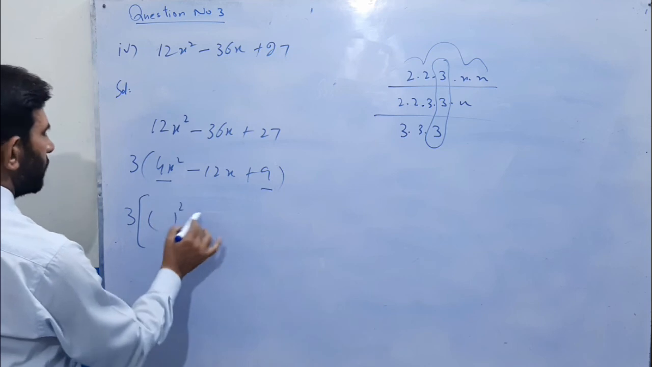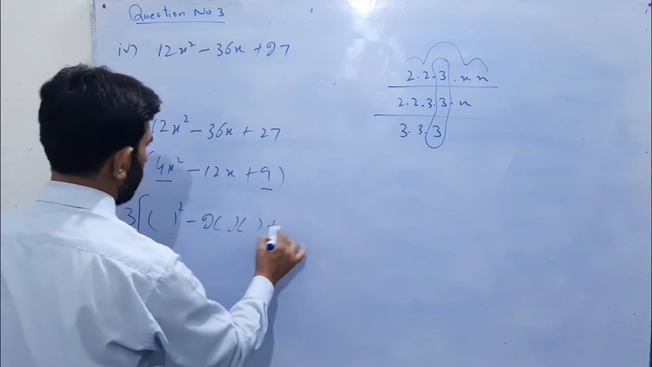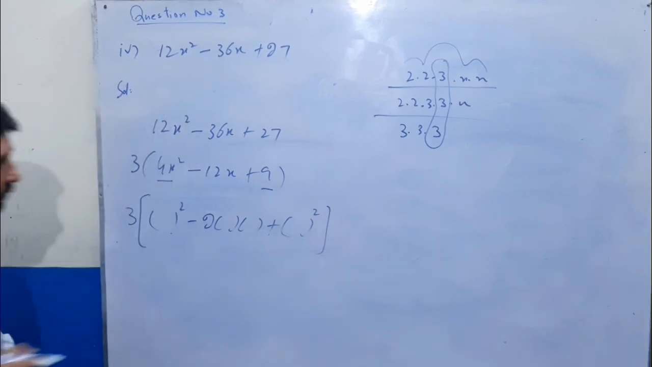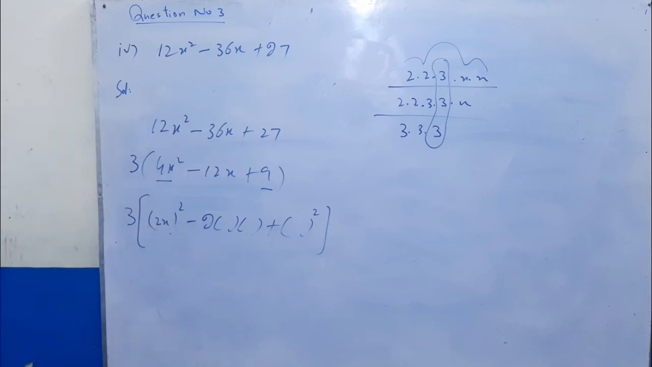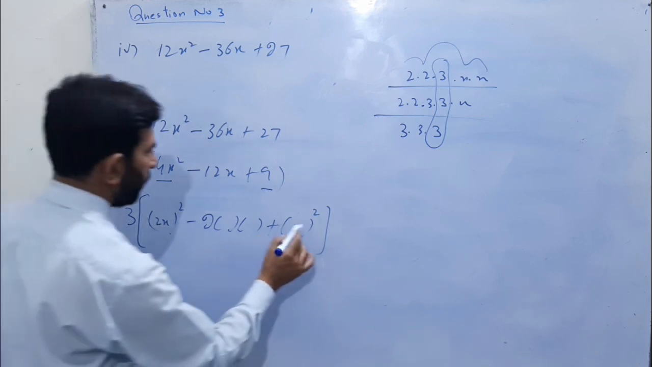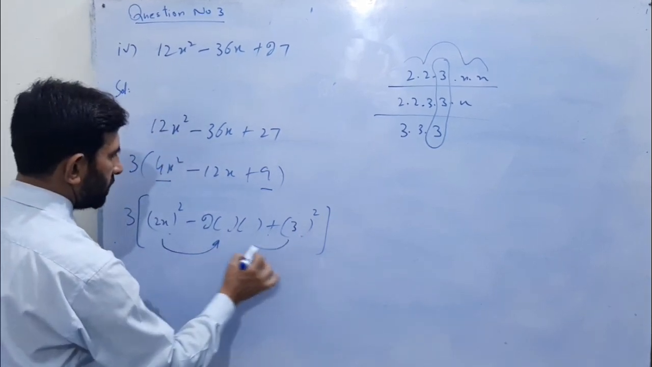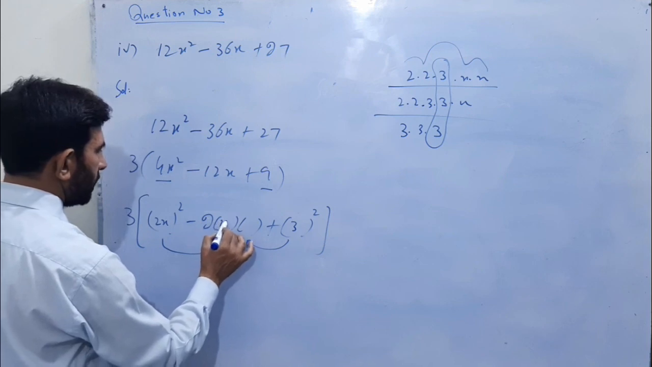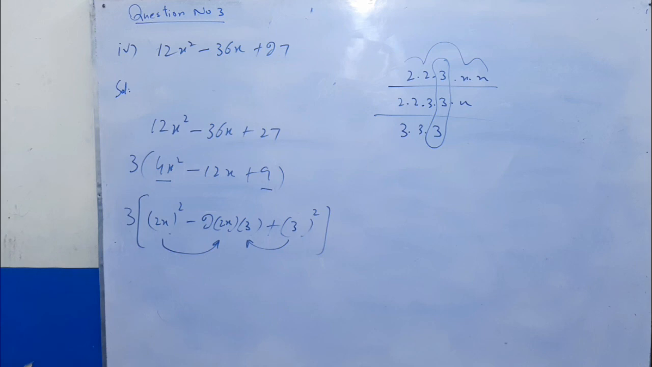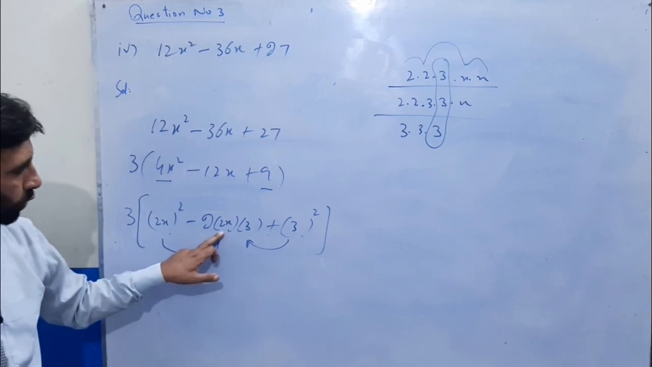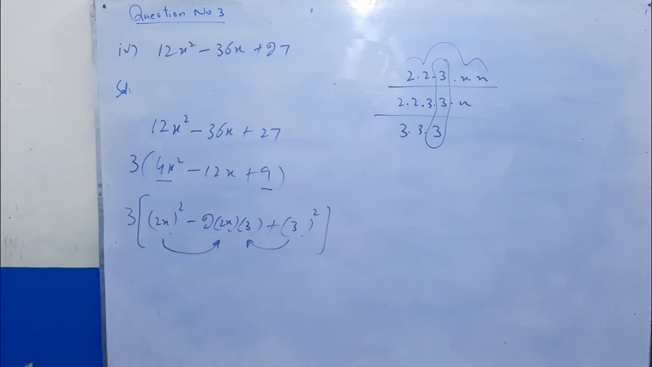Write the format of first and second identity. 4x square is a perfect square. It's a perfect square of 2x. And 9 is also a perfect square. It's a perfect square of 3. Now write the first and the second element over here. The first element is 2x and the second is 3. Now check whether the middle term is being made or not. 2 times 2 times 3, 12x. So 12x is being formed.